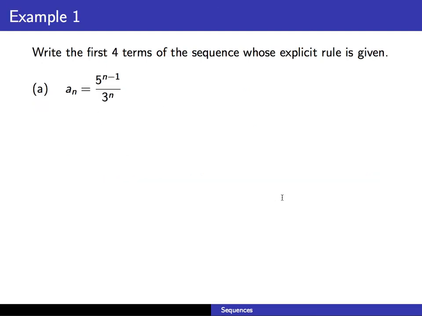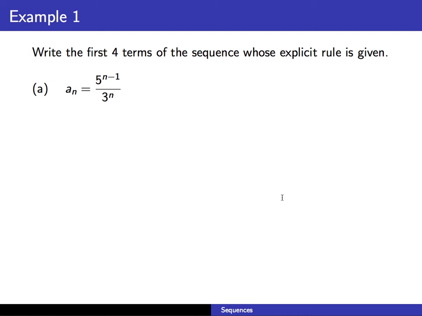All right, so example 1, we're going to write out the first 4 terms of each sequence whose explicit rule is given. An explicit rule is nice because it just allows you to evaluate the number that you want. So the first number you plug in a 1, the second number you plug in a 2. So explicit rules are just like most functions are written.